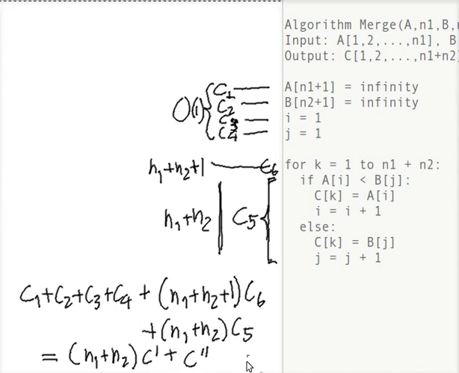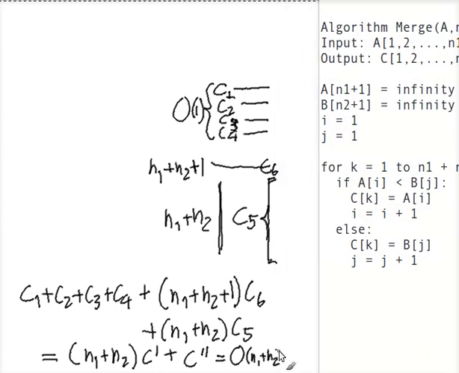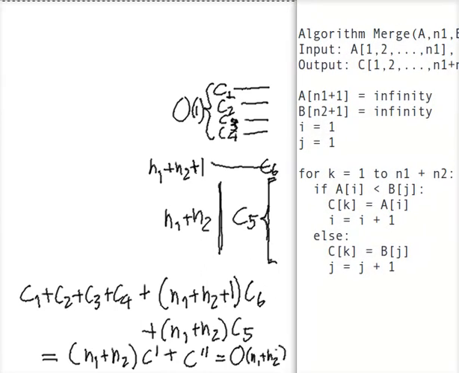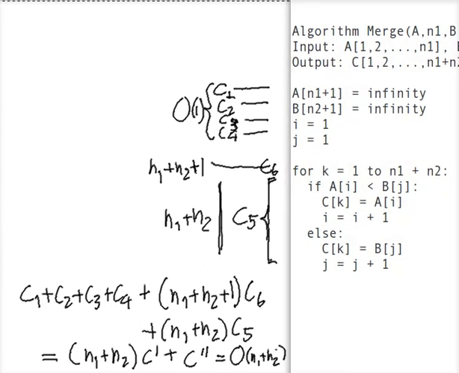From what we learned last time, this is O(n1 + n2). So that's the running time of the merge procedure, and then we use this fact to derive the running time of merge sort later.